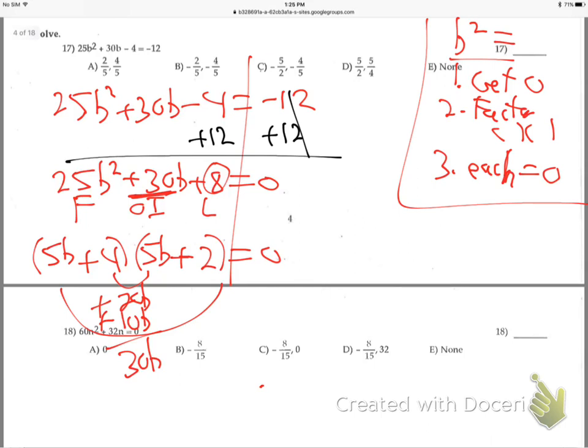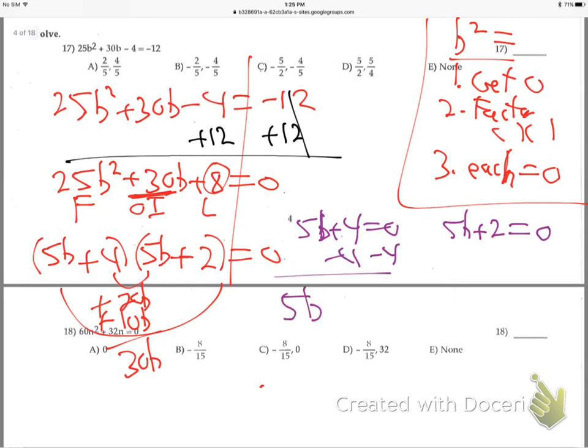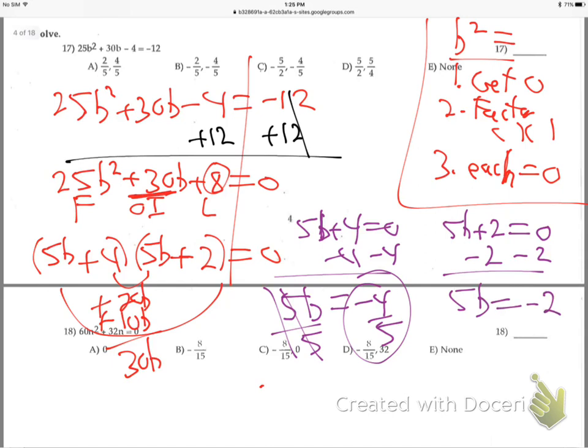Set each one equal to 0 separately. 5b plus 4 equals 0, and then the second one equals 0, and just solve them both. Subtract 4. 5b is negative 4, divided by 5. And subtract 2. 5b is minus 2, divided by 5, minus 2/5. We got it. There are the two answers, minus 4/5, minus 2/5. Is that good?